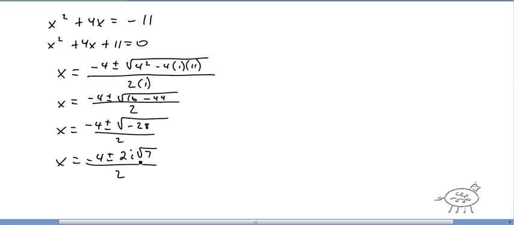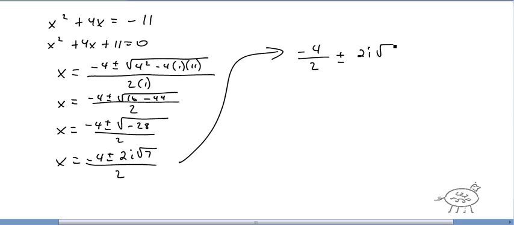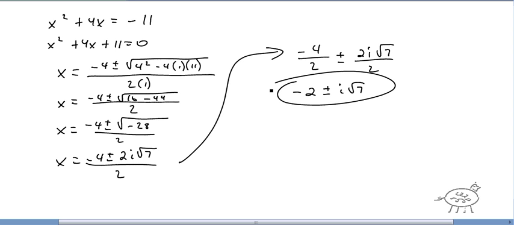Now, you cannot leave it like that. I told you it has to be split up. You have to have the real part and imaginary part. Right now, that 2 owns both, and it's got to be separated. So you need to write it as negative 4 over 2 plus or minus 2i root 7 over 2. Then, of course, you simplify your fractions, so your final answer is negative 2 plus or minus i root 7. Final answer. And it's in standard form, because i is last. Those imaginary M&Ms are farther away, so that's perfect.